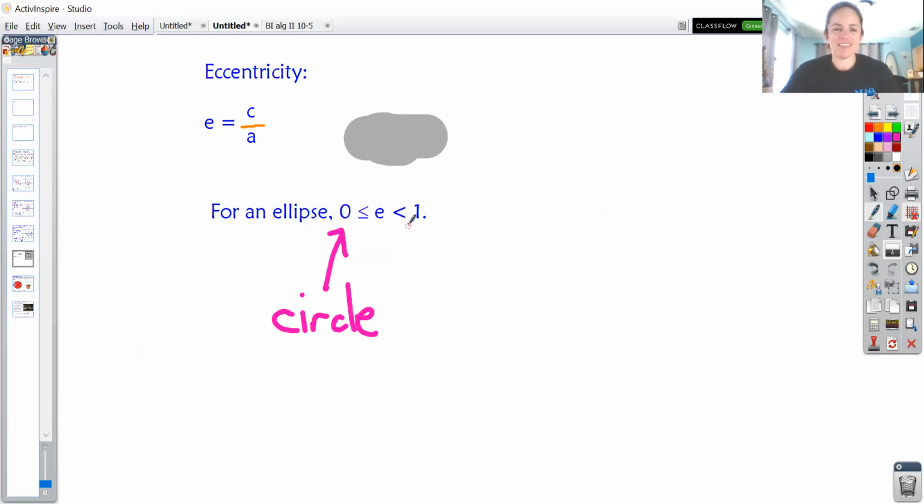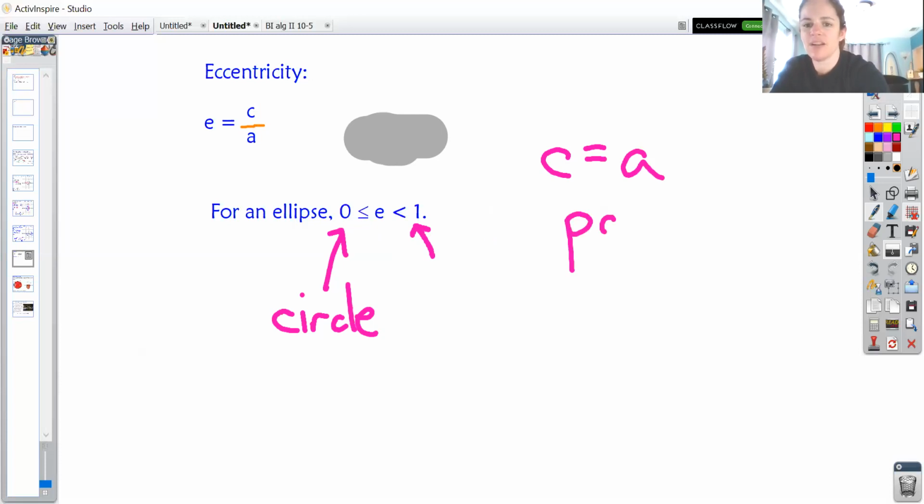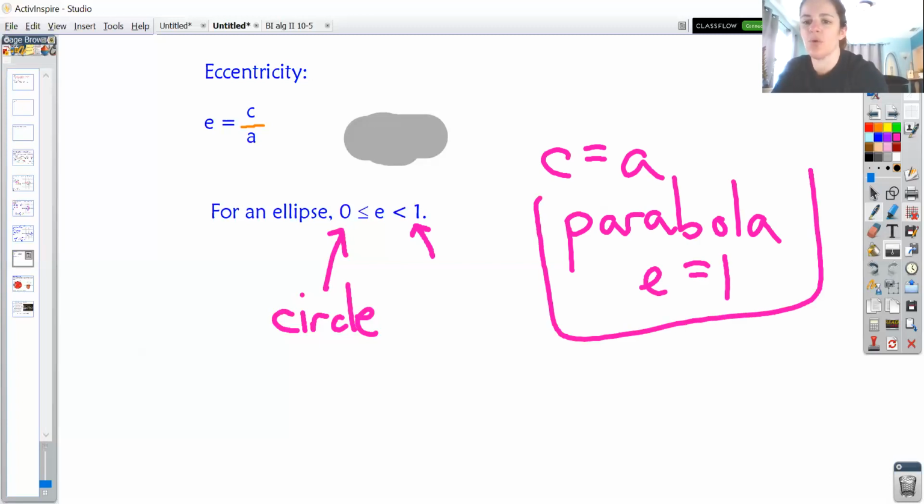Notice that the eccentricity cannot be 1 because C cannot be A. In fact, if C is equal to A, that's what would give you a parabola. And a parabola's eccentricity is always 1. We didn't talk about that yesterday because there was no need to talk about eccentricity for parabolas, because they all have the same eccentricity of 1.